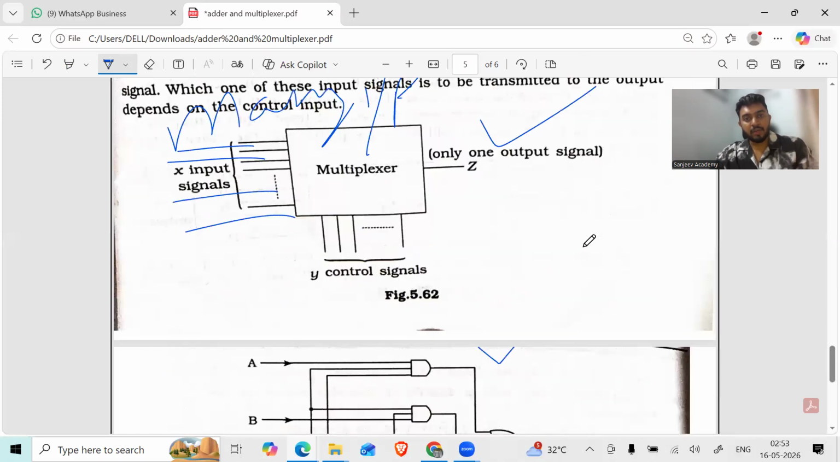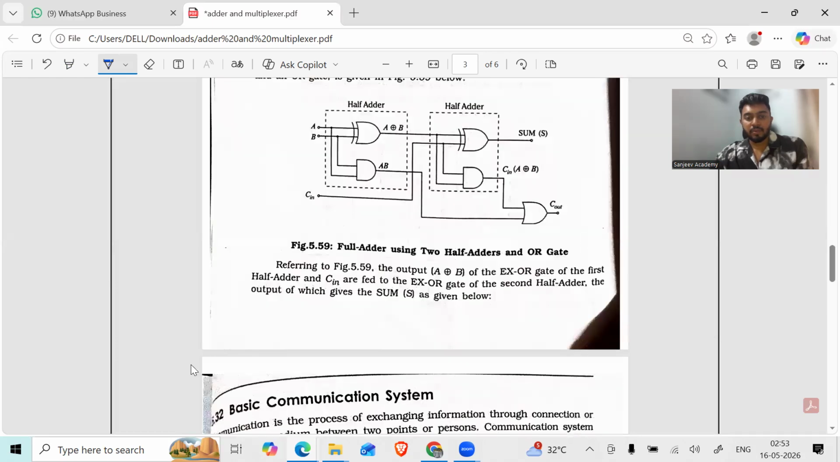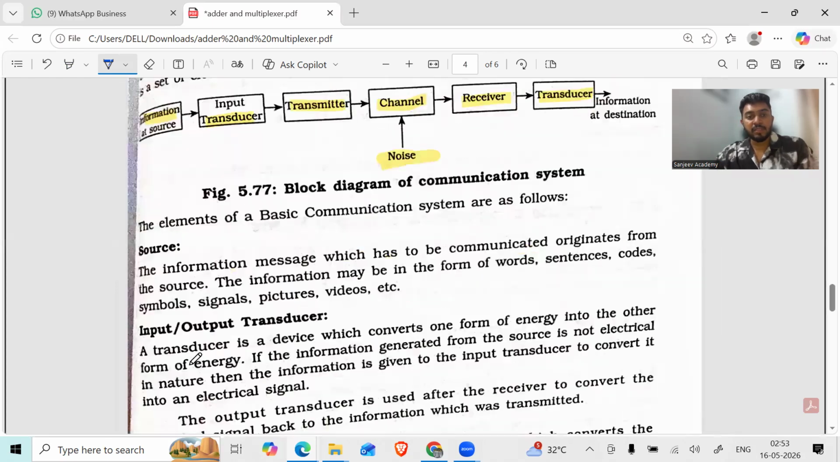Don't try to read all of those things. Only side headings you have to do. And there should not be any scratches. No scratches at all. Just side headings. Whatever the block diagrams are, you have to learn them, with no scratches. And write everything in your own words, but using technical terms.